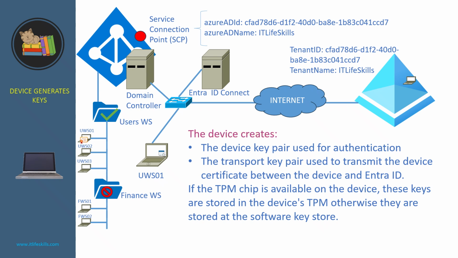Next, the device creates the device key pair used for authentication and the transport key pair used to transmit the device certificate between the device and Entra ID. If the TPM chip is available on the device, these keys are stored in the device TPM. Otherwise, they are stored in the software key store.